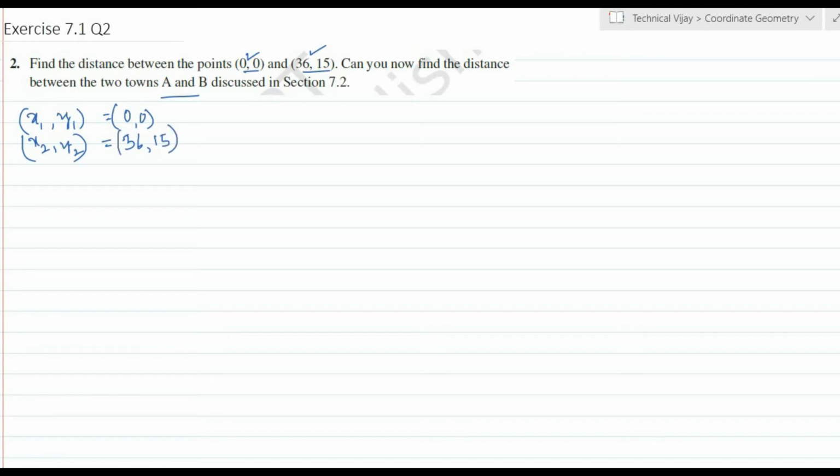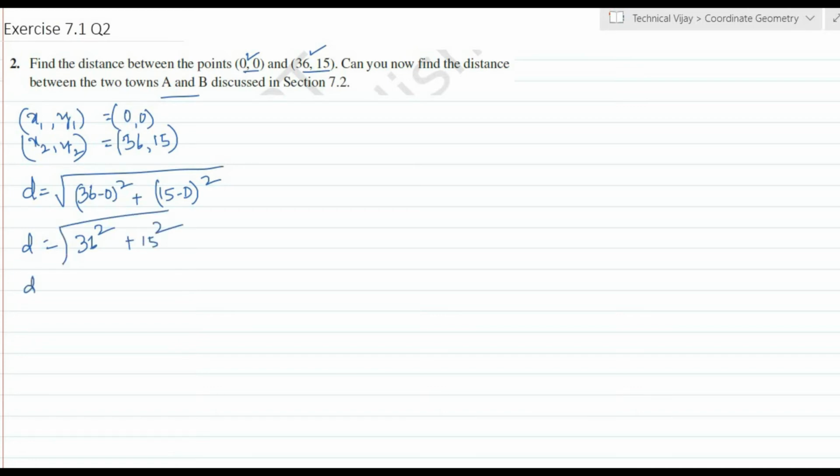So now we will calculate the distance. d is equal to the square root of x2 minus x1, that is 36 minus 0 squared, plus y2 minus y1, that is 15 minus 0 squared. Okay, d is equal to 36 squared plus 15 squared. So see here, 36 squared means what? 36 into 36. Okay, 6 6s are 36, 6 3s are 18, 21. So 6 3s are 18, 3 3s are 9, 0, 1, 9, 2, 1, 1 2 9 6.